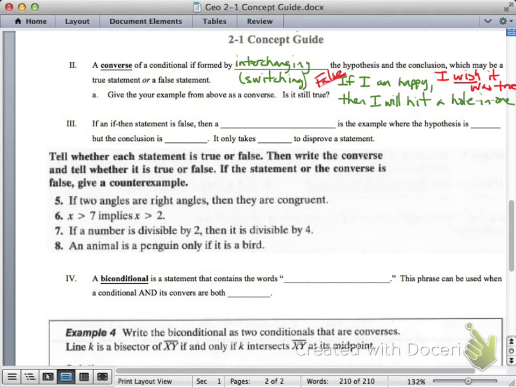One other piece of this. If an if-then statement is false, then a counterexample is the example where the hypothesis is true and the conclusion is false. Okay, this is simpler than that sounds.